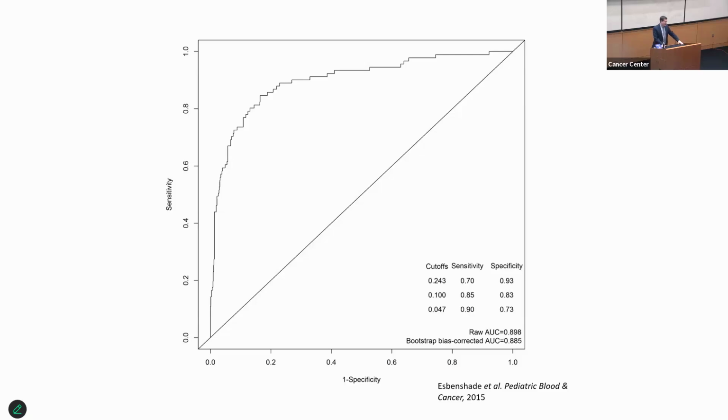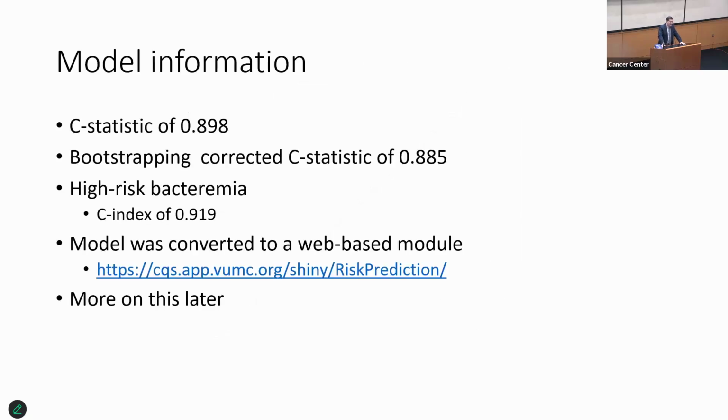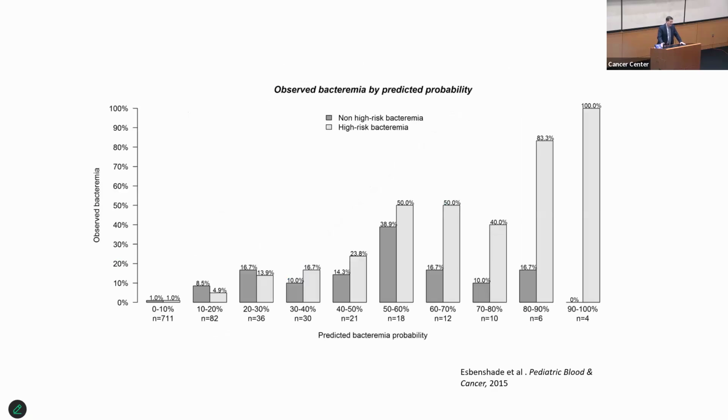Okay, so here's the initial curve. This showed a C-statistic of 0.898 with a bootstrap-corrected value of 0.885. And it did even better for high-risk bacteremias at 0.919. We converted this into a web-based module that I'm going to show you more about later. But then, interestingly, this is a distribution of where all the predictions fell. In fact, if you look down here at this 0 to 10%, the set was 711. So this is actually 74% of the cohort who had less than a 10% predicted risk. And the actual bacteremia risk in that group was only 2%. And so you can see a risk stratification.